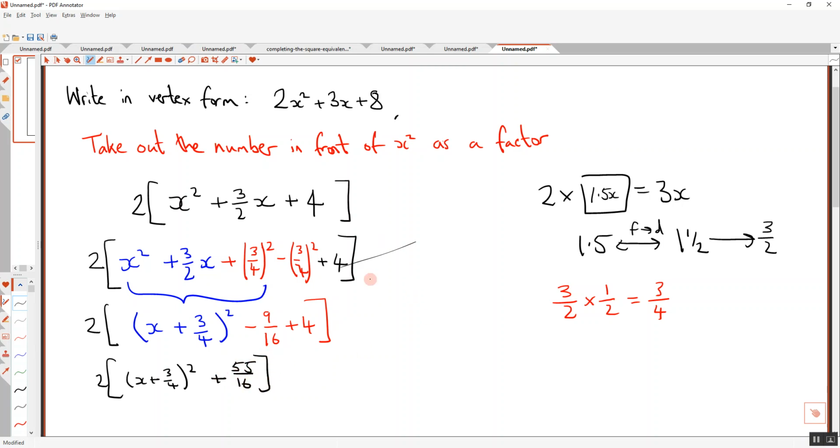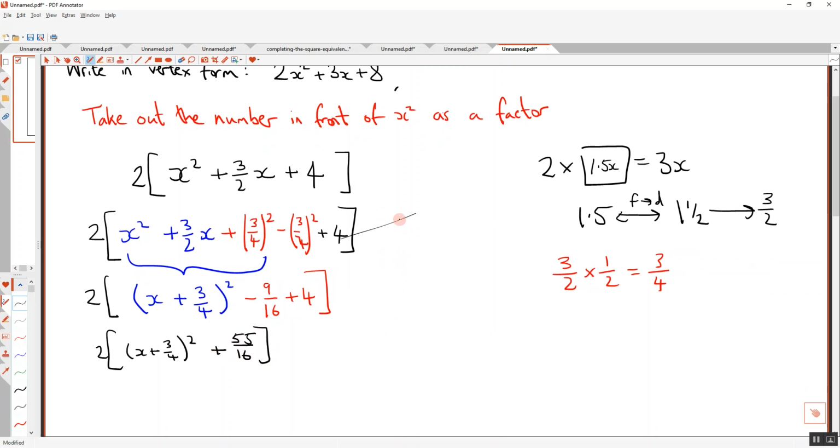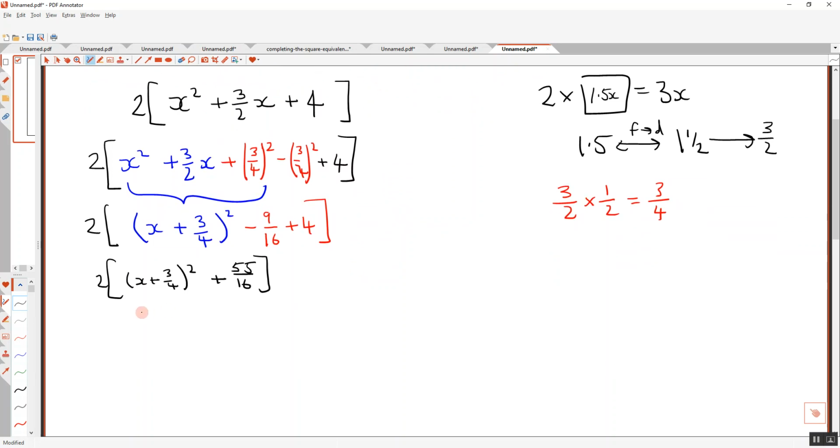So these steps are all exactly the same. Our final step is to multiply out by the 2, by the number in front. When I multiply this by the 2, I get 2 bracket x plus 3 over 4. Now I could multiply all that out further, but I'm not going to. We just want to have it like that.